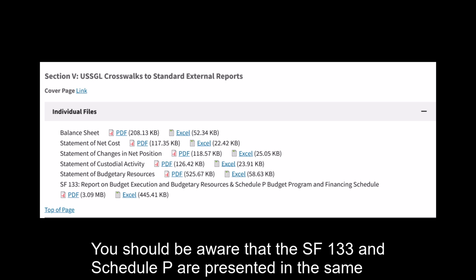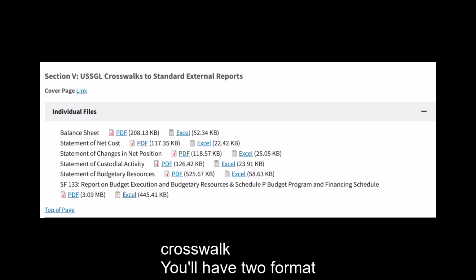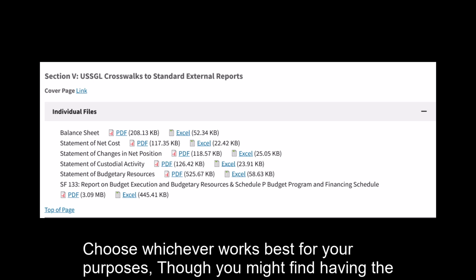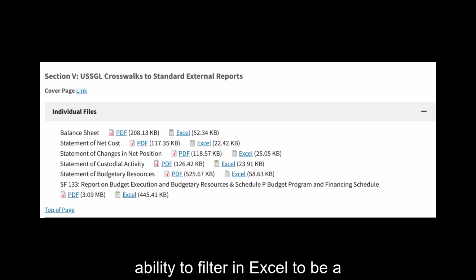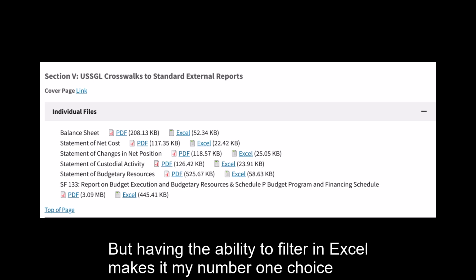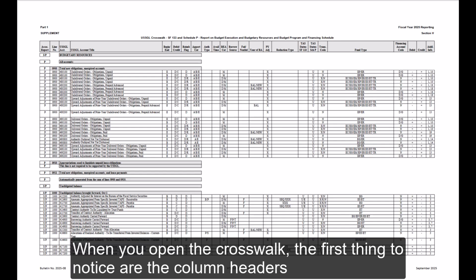You should be aware that the SF-133 and Schedule P are presented in the same crosswalk. You'll have two format options for this crosswalk, Excel and PDF. Choose whichever works best for your purposes, but having the ability to filter in Excel makes it my number one choice. When you open the crosswalk, the first thing to notice are the column headers.